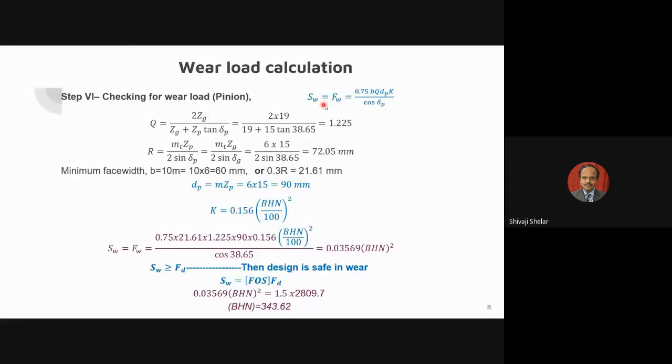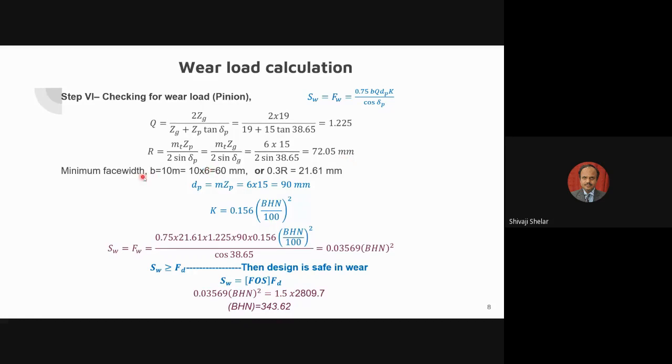So in this formula, you are 75% of the B Q d_p K upon cos delta P. So Q, we have selected ZG as 19 and ZP as 15. So based on that value, Q ratio factor here is equal to 1.225. Then this R value, this is from PSG data book, m t ZP upon Q sin delta P. M you have taken as 6, ZP is 15. So from that we get 72.05.